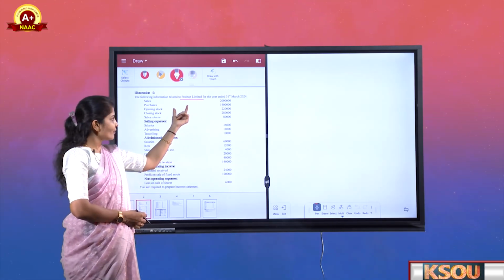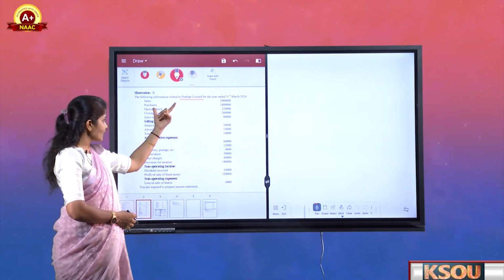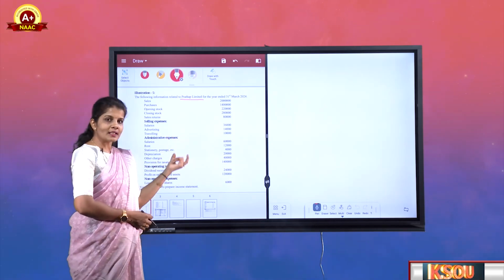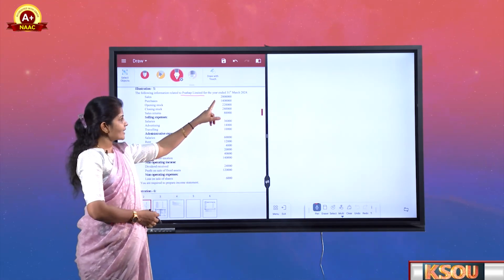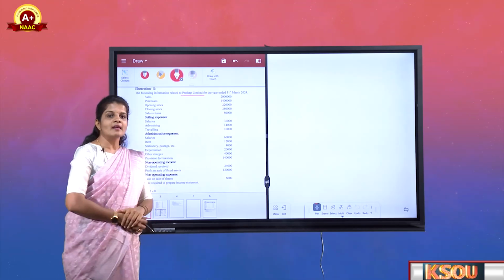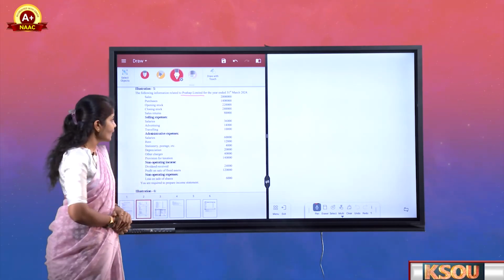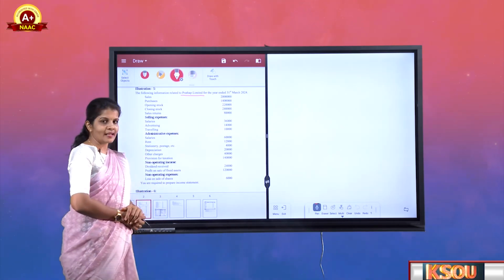Pratap Limited has given this income statement information. So by using this information, we need to prepare an income statement. That is to be prepared for the year ended 31st March 2024. Let us see what information they have given.